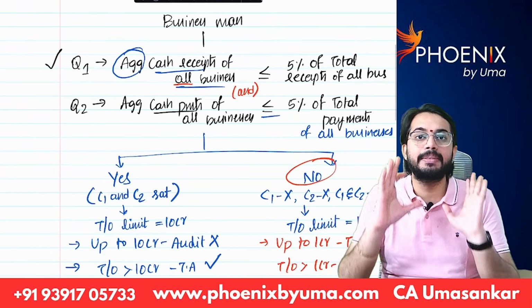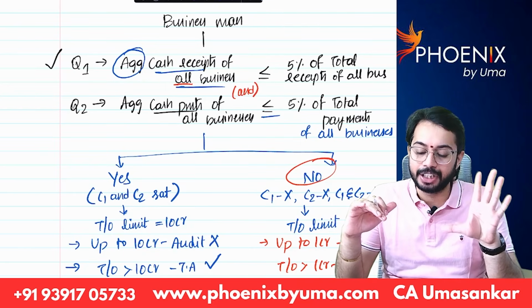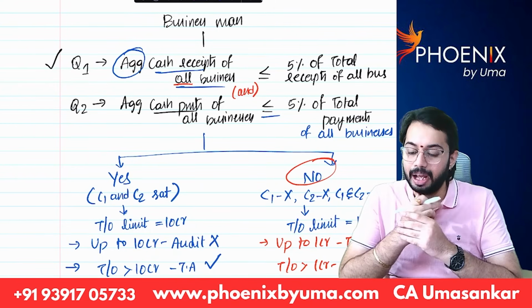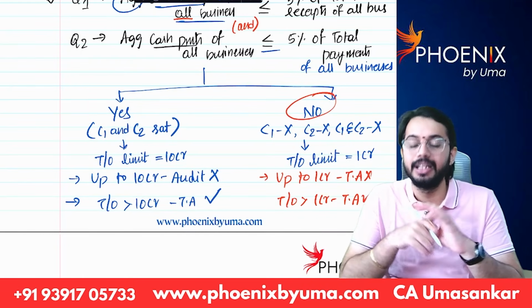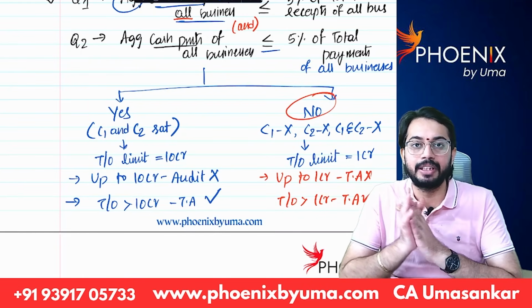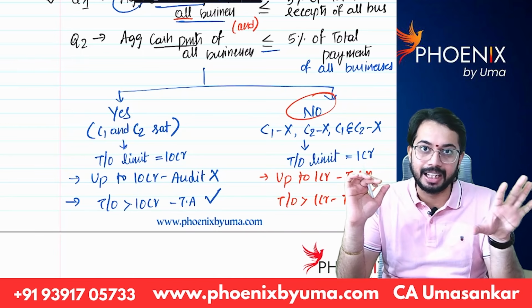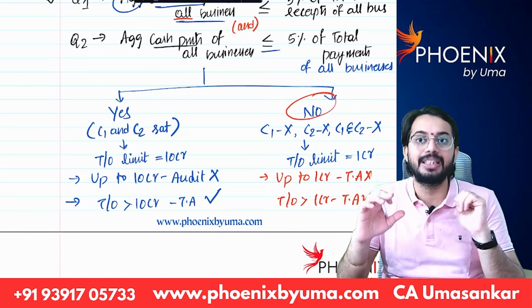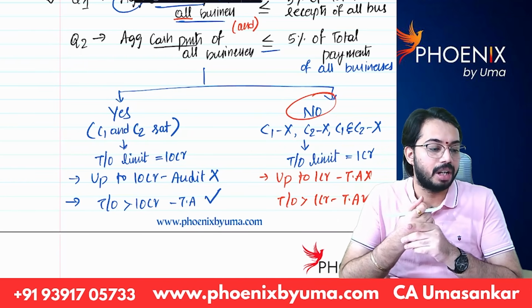So any businessman comes to you, ask him these two questions. Aggregate cash receipts of all businesses, are they less than or equal to 5% of total receipts? Aggregate cash payments of all businesses, are they less than or equal to 5% of total payments? If both the conditions are satisfied, then up to 10 crores tax audit is not applicable. Otherwise, the threshold limit is 1 crore. Up to 1 crore tax audit is not applicable.